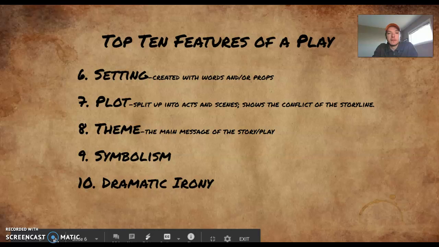Number six is setting. Seven is plot. Eight is theme, nine is symbols. There is a bunch of symbolism in Shakespeare, particularly, not all plays. And then number ten, dramatic irony. Romeo and Juliet is all about dramatic irony. Dramatic irony is everywhere in it. If you don't remember what dramatic irony is, that is when the audience or a character knows something that other characters do not.